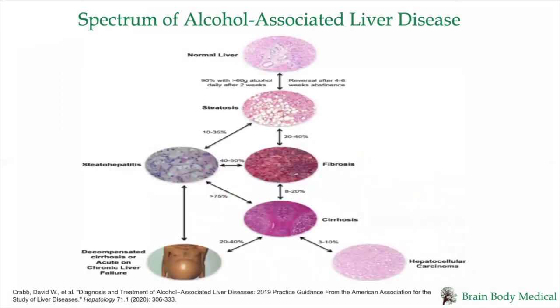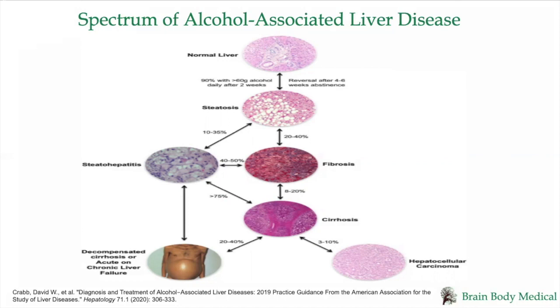This is another picture that we often see about the spectrum of alcohol-associated liver disease. It shows a normal liver. This is what's seen under a microscope. When you take a piece of liver and you look at it under the microscope, these are the pictures that you see. The top picture is of a normal liver. And once you've had 3 or 4 drinks for several weeks, when you look at the liver again under the microscope, you'll see something called steatosis, which is fat in the liver.